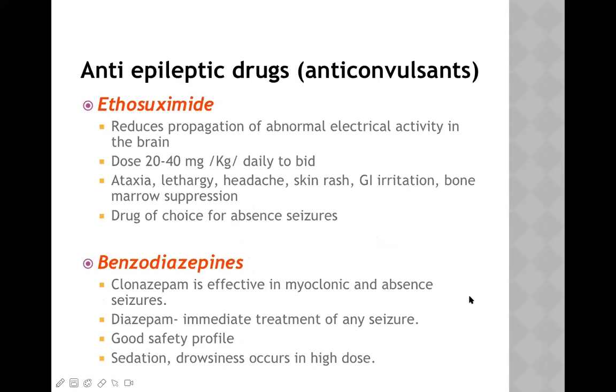Now, let's move on. Some others are ethosuximide. This is a drug of choice in case of absence seizure. The seizure is for a very brief duration, and the patient will not fall. The patient will maintain the posture. The drug of choice is ethosuximide, or some other doctors can use valproic acid as well. And benzodiazepines, no need for any discussion. Many students know it already.